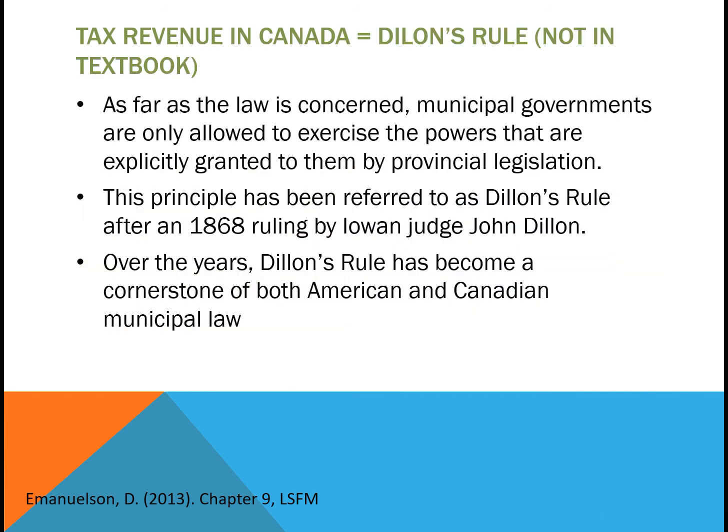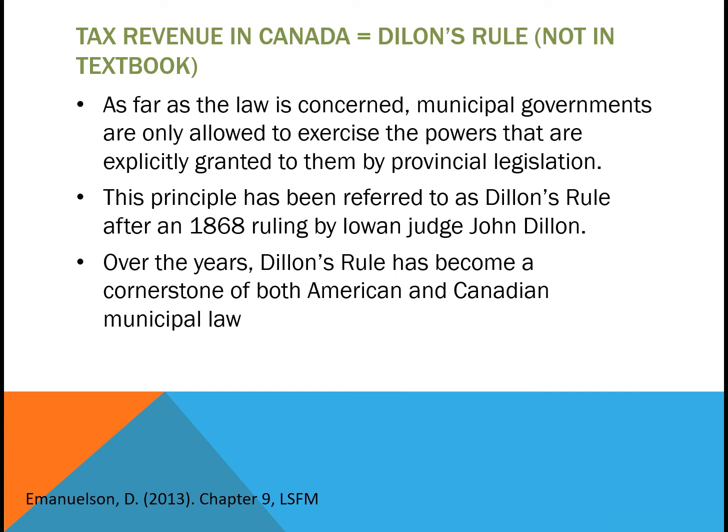If you look in the textbook, it goes on about this, of course, more from an American perspective. But for tax revenue in Canada, we are predominantly ruled by Dillons Rule. So that means that most of our provincial governments control most of how the local municipal government can spend taxes. It's not based on community need. It's very much a top-down approach.